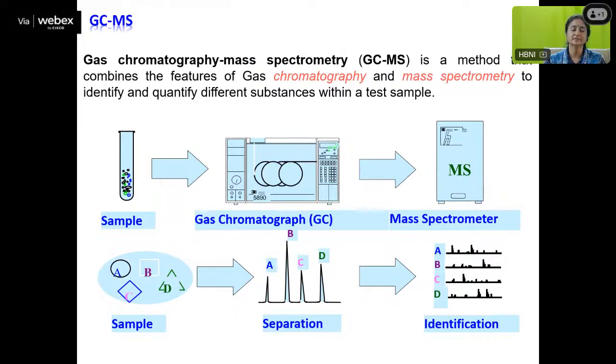What is GCMS? It is nothing but gas chromatography mass spectrometry, and it is a method that combines the features of gas chromatography and mass spectrometry to identify and quantify different substances within a test sample. So this is a sample, this is a gas chromatography, and this is a mass spectrometer. Through the gas chromatography, all these sample components can be separated. Once separated, one by one, they will pass to the mass spectrometer where they can be identified and quantified. So this is a gas chromatography mass spectrometer.